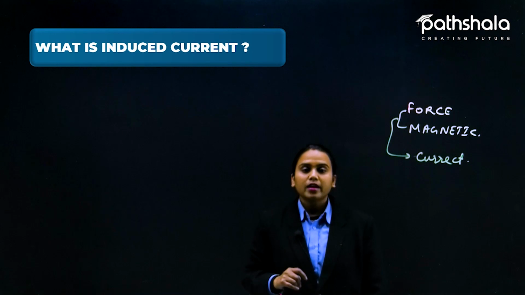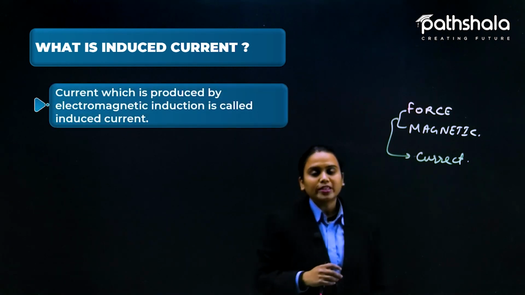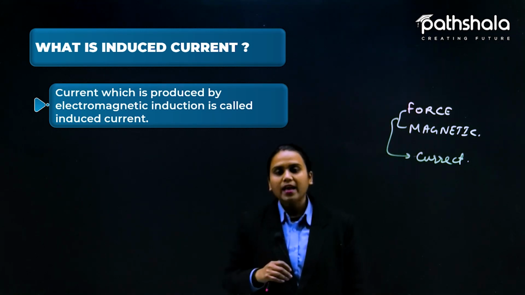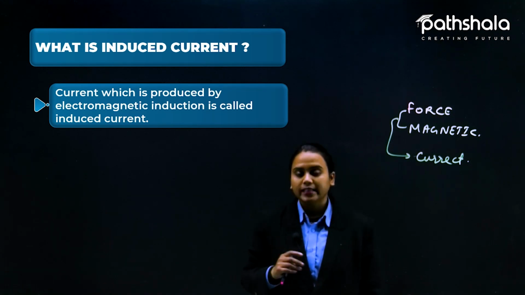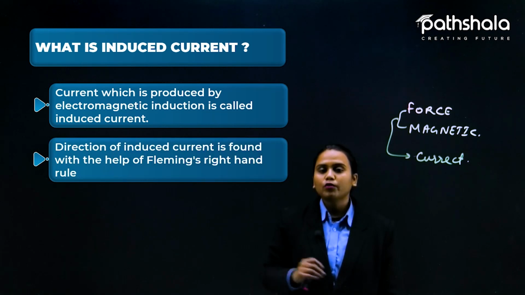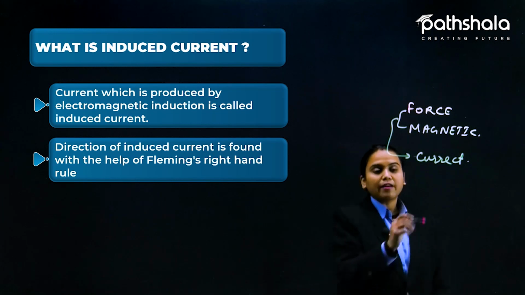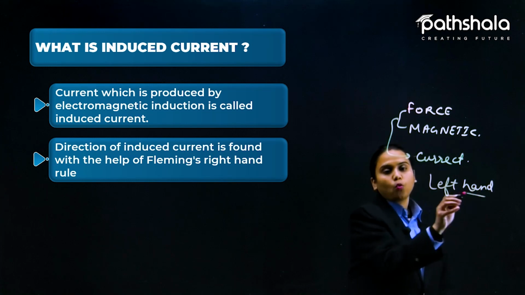Let us see first what induced current is. It is a current produced by electromagnetic induction, and it is known as induced current. Electromagnetic induction we have already seen. The direction of induced current is found with the help of Fleming's right hand rule. Earlier we have seen Fleming's left hand rule. I guess you know what it is.